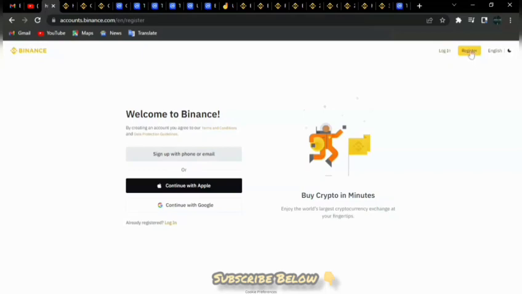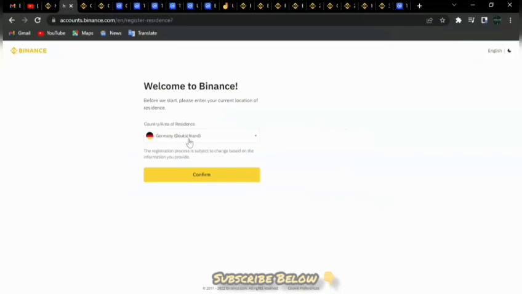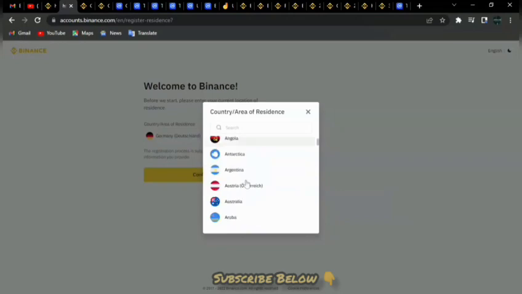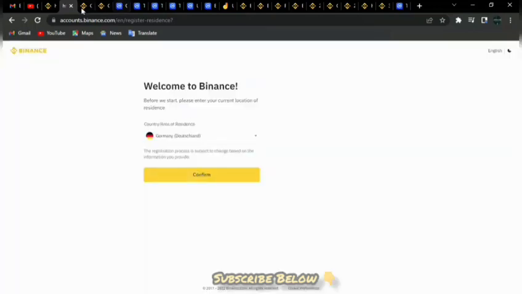Now as a new user, you want to click on the register button. Old users can just log in. Now you can decide to sign up an account using your email address or with your Google or Apple ID. Now let's go ahead with using our phone number or email ID. You click on it. It's going to request for you to select the country that you're from. So you can select whichever country you're from. If you're from Australia, Barbados, Brazil, whichever country, all you need to do is to click on it, then click on confirm. This is how to get started with it.